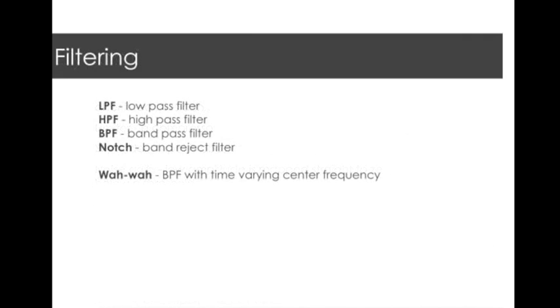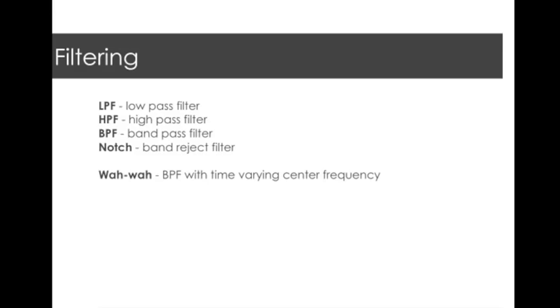Filtering. We've talked already a little bit about filtering. We've talked about the four primary types of filters you'll run across: the low-pass filter, the LPF; the HPF, the high-pass filter; the BPF, the band-pass filter; and then the notch, which is also a band-reject filter. So these are used for different kinds of effects in digital audio.